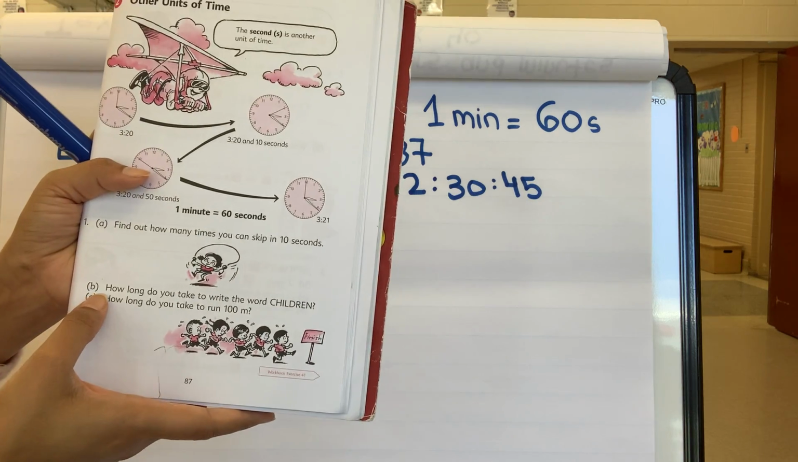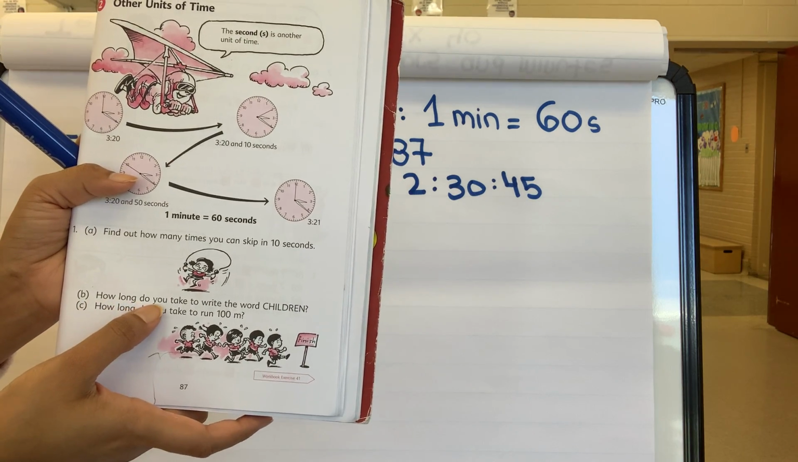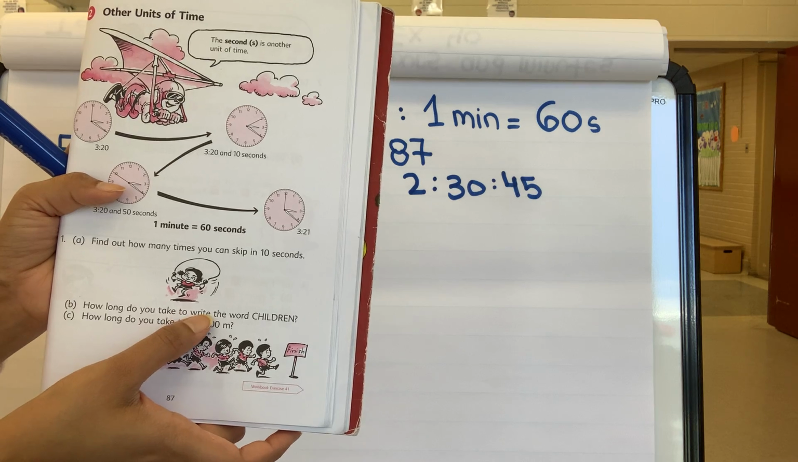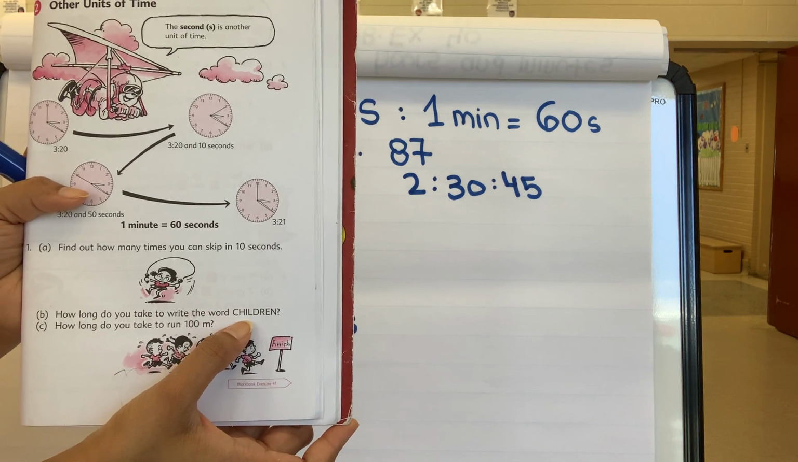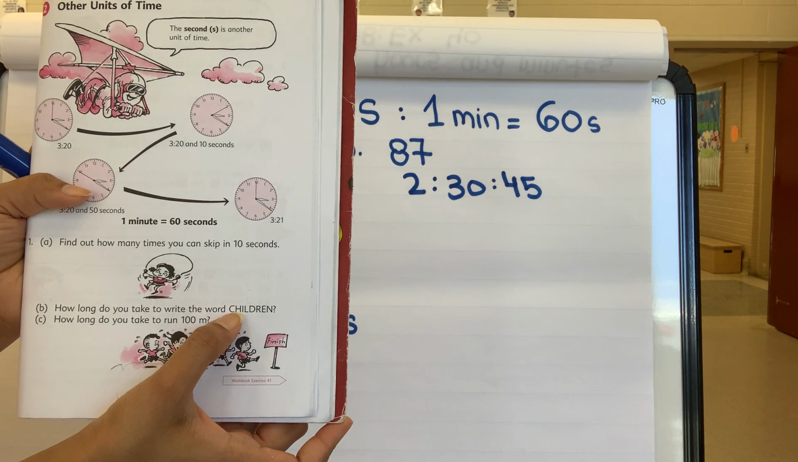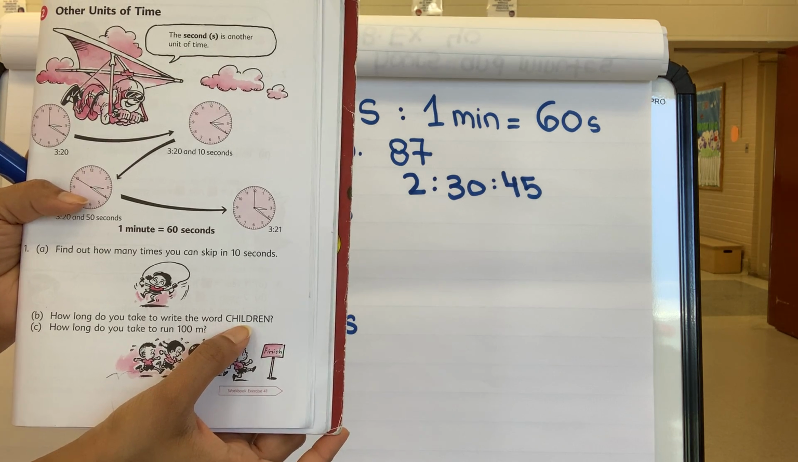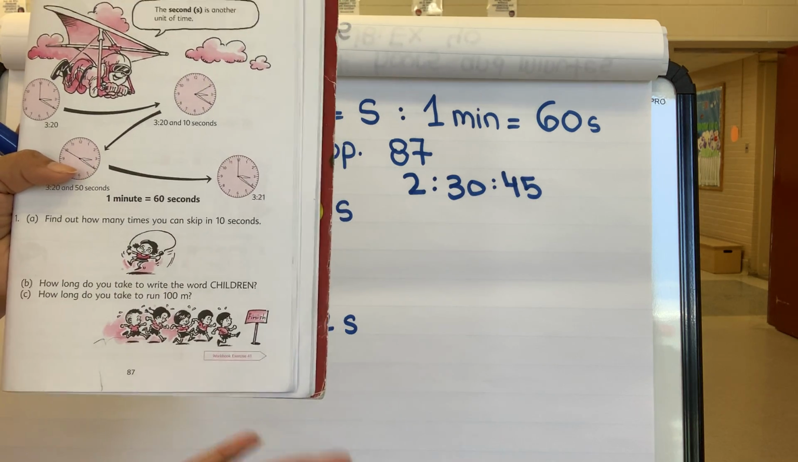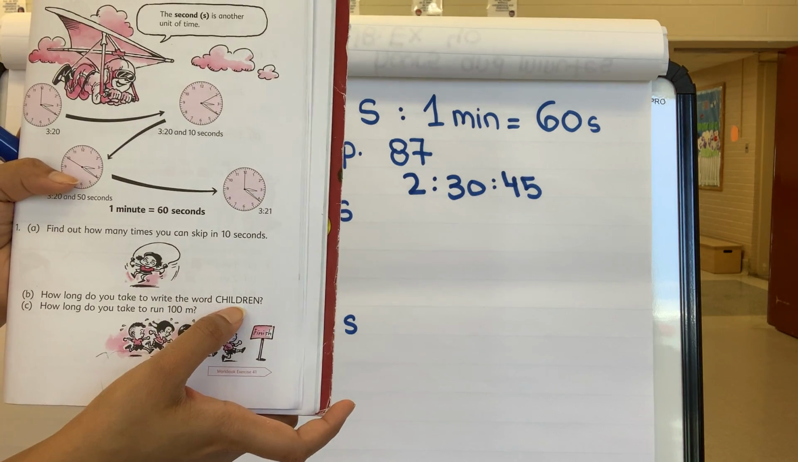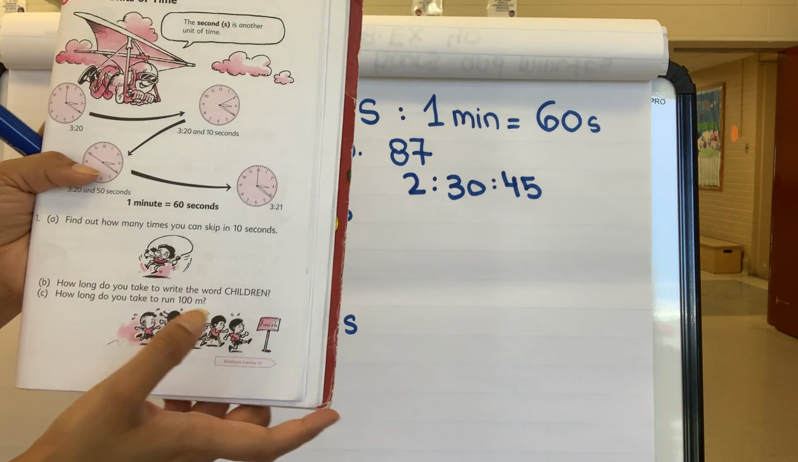Then let's look at the second one. How long do you take to write the word children? So you can quickly write the word children, which is spelled C-H-I-L-D-R-E-N. And you can see how many seconds you take to write the word children. That would be fun to find out.